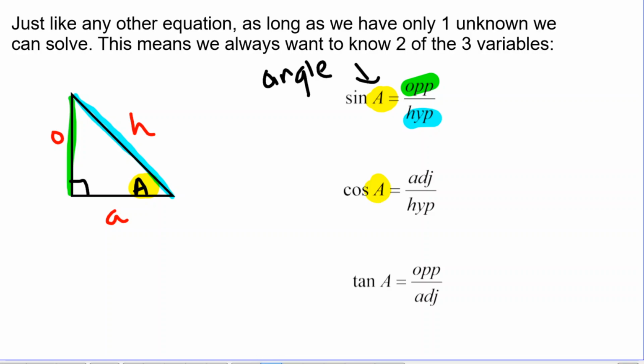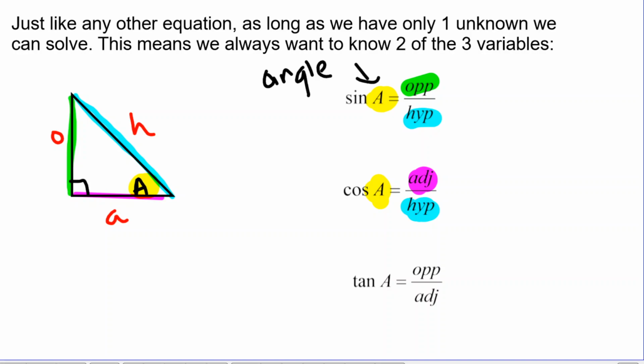Cosine says take that angle, but now I want you to compare the adjacent side compared to the hypotenuse side. So if I'm using the cosine ratio, I'm comparing how long is the pink line compared to the blue line. The cosine ratio knows nothing about how long that green length, the opposite length, is.